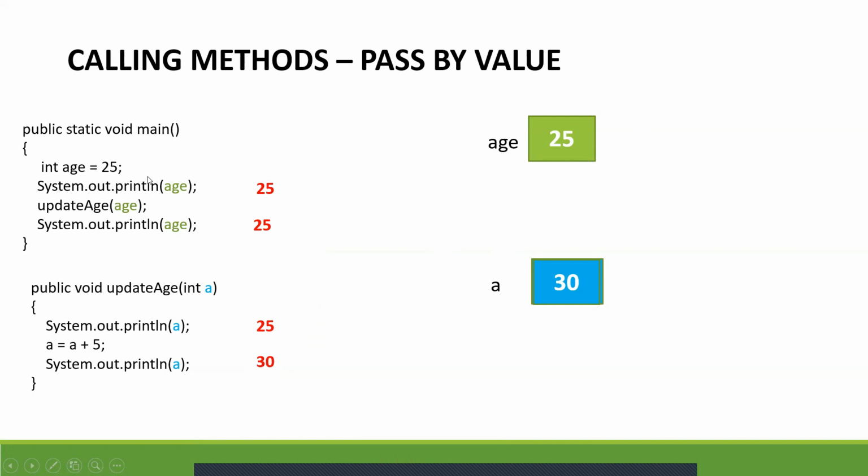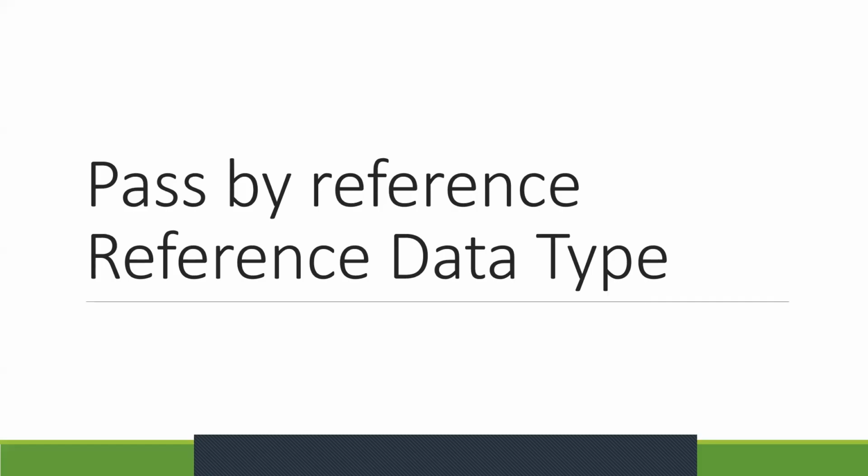Fine. So this is how primitive data types are passed to methods. A copy of the variable is made. Changes made in this method, where we change it from 25 to 30, remain in this method only. Those changes are not reflected to the calling method. Okay, so this is how primitive data types are passed. Next, let us now have a look at how reference data types are passed to methods.